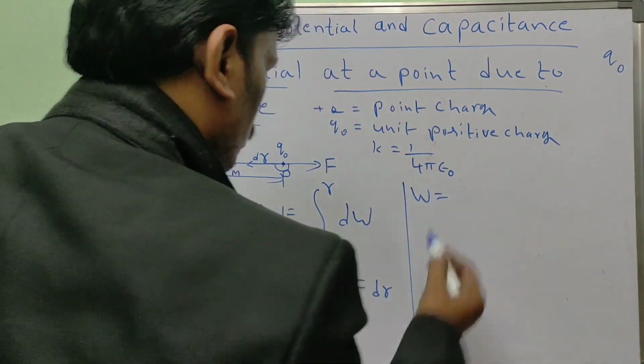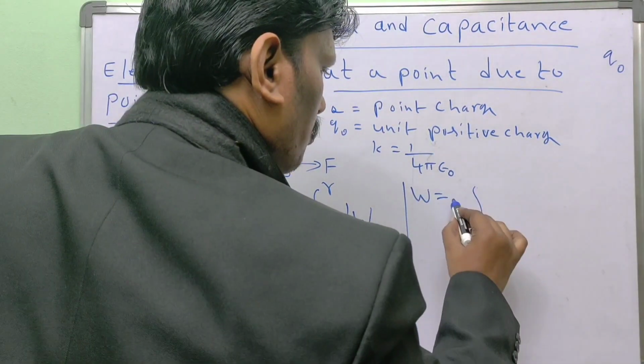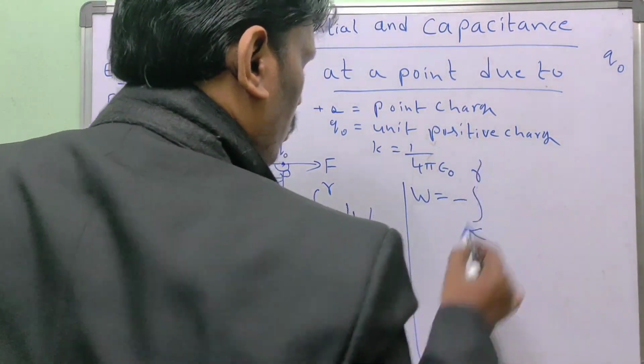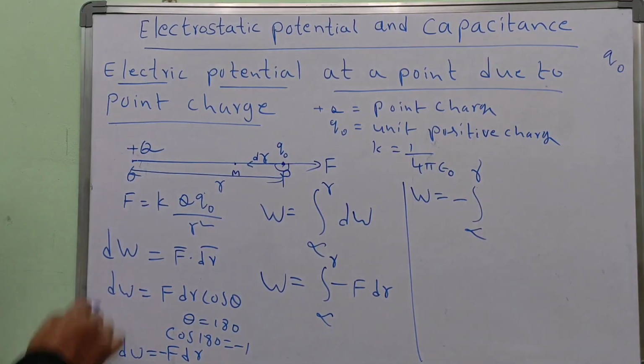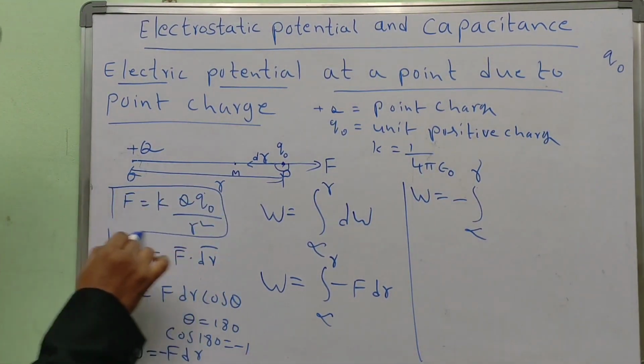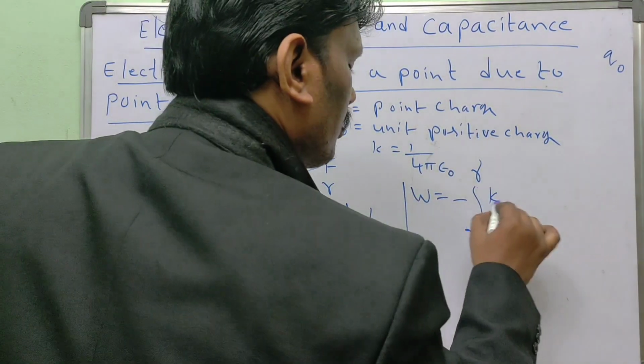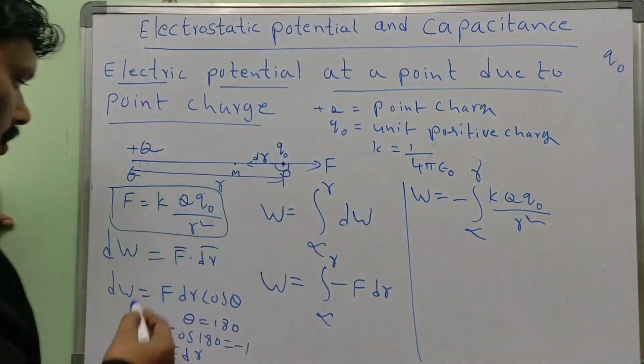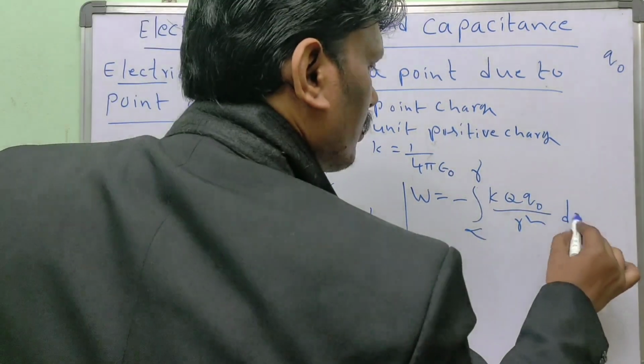Work is equal to the integral from infinity to R of F dr. What is F? Already we have the F value. Substitute k q naught by r square into dr.